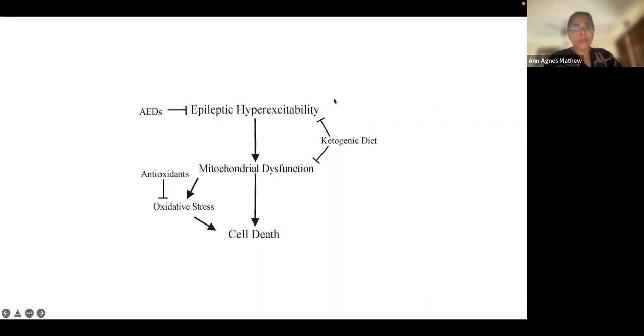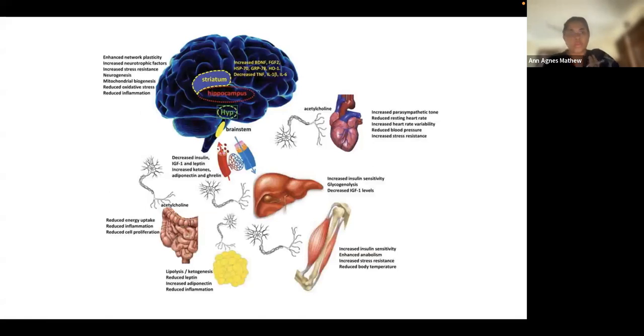What this very simple algorithm shows is that the ketogenic diet works in two ways. It works not just on epileptic hyperexcitability, but it also reduces oxidative stress. It works on mitochondrial dysfunction as well, so it is also indicated in certain mitochondrial disorders. So this is just to say how it works.